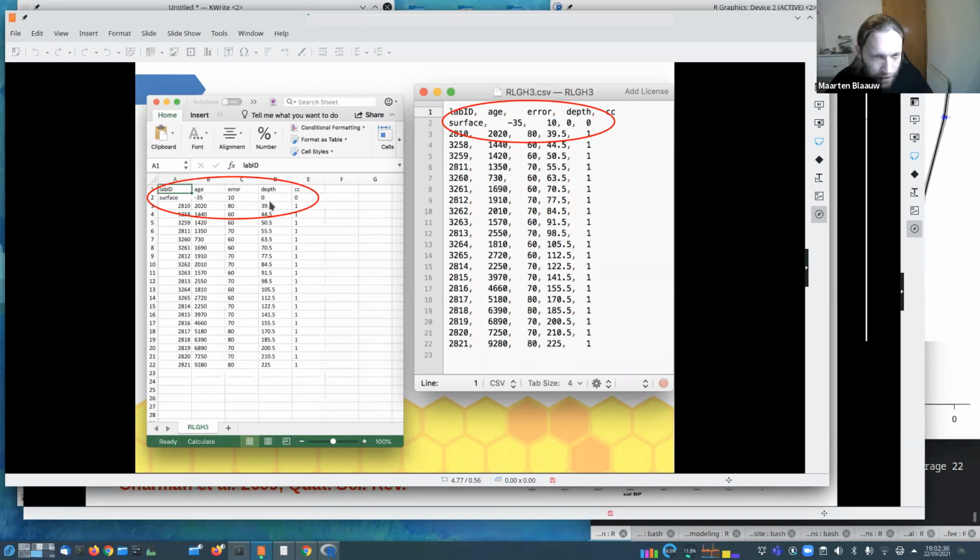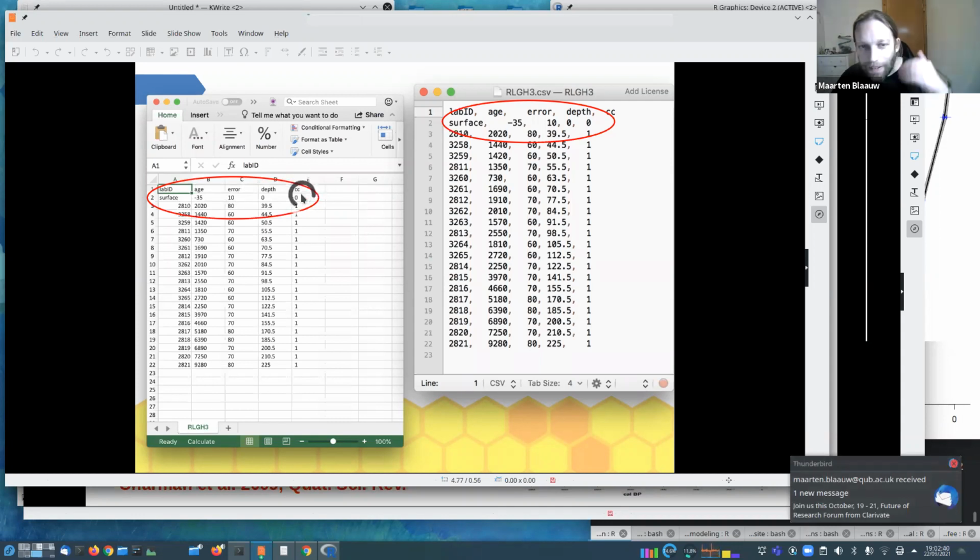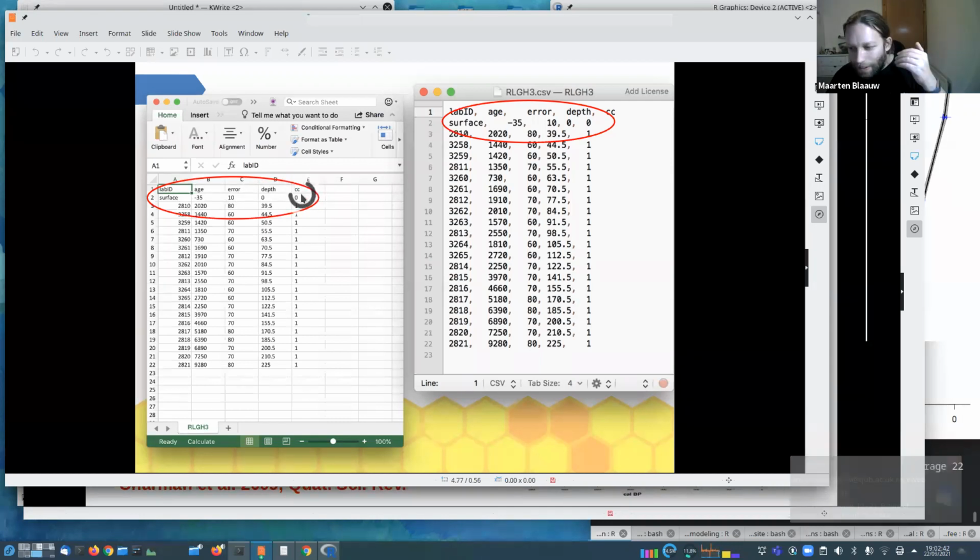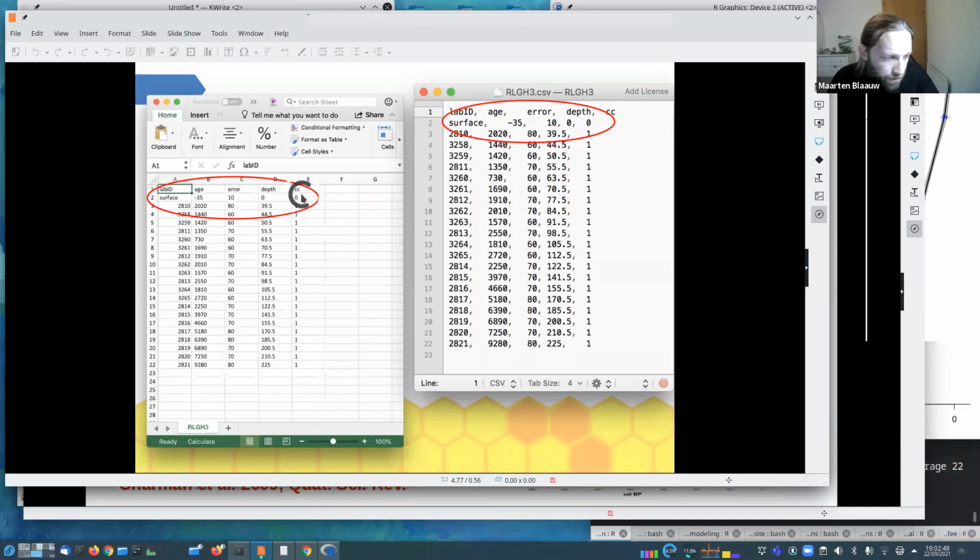And that is the depth, 0 centimeters. And the CC here, that's the 0, which means it's already in calBP. We don't need to calibrate it. If we have IntCal20 dates, so terrestrial Northern Hemisphere dates, then you place a 1 here, that's for IntCal20. If there are marine dates, you put a 2 there. And if there are Southern Hemisphere dates, it's a 3.